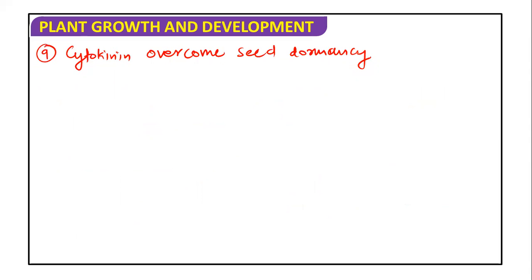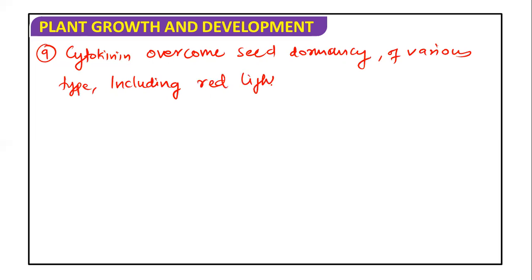Then, like gibberellin, cytokinin overcomes seed dormancy, means it promotes seed germination. Okay, so it overcomes seed dormancy of various types, including the red light requirement of lettuce and tobacco seeds.